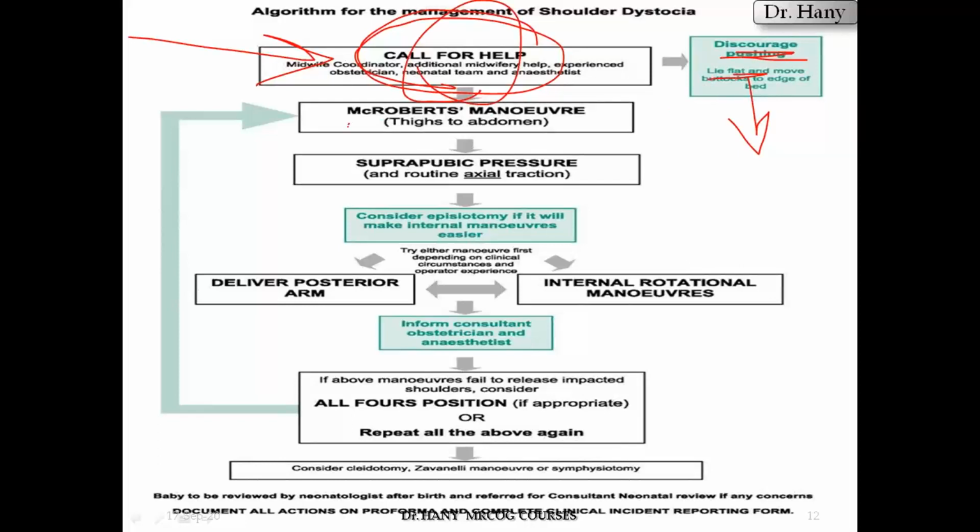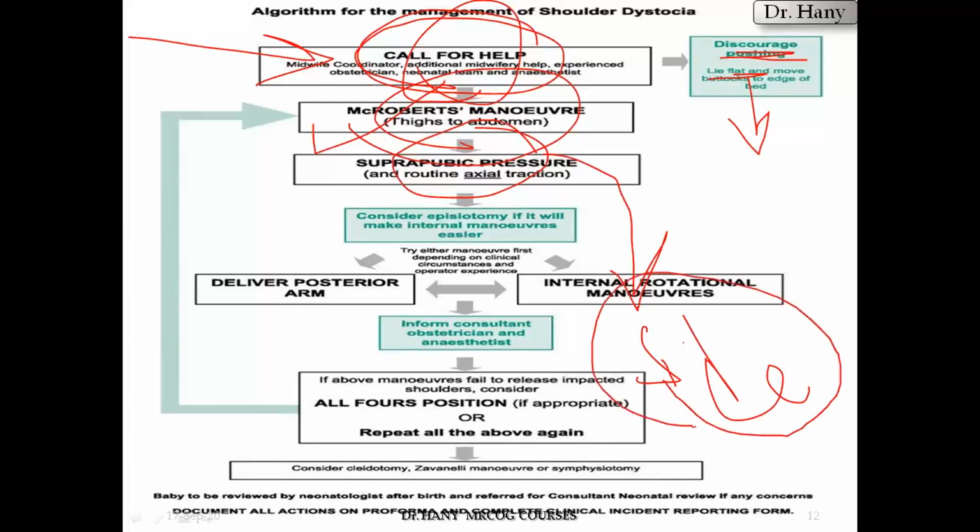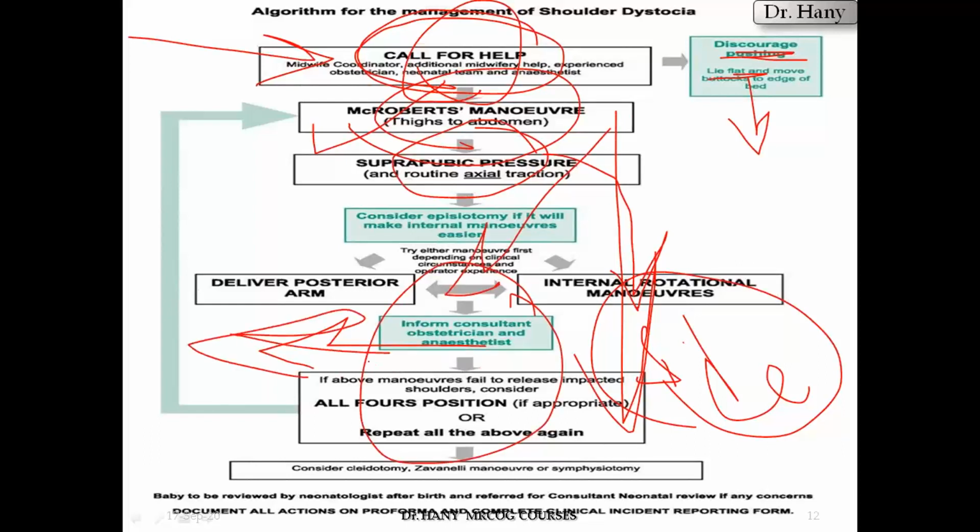The first maneuver is McRoberts with suprapubic pressure. The suprapubic pressure has a very important safety point. From where? From the side of the fetal back. Why? To decrease the bisacromial diameter. So if the baby is facing here, the assistant should stand and do the suprapubic pressure from this side.